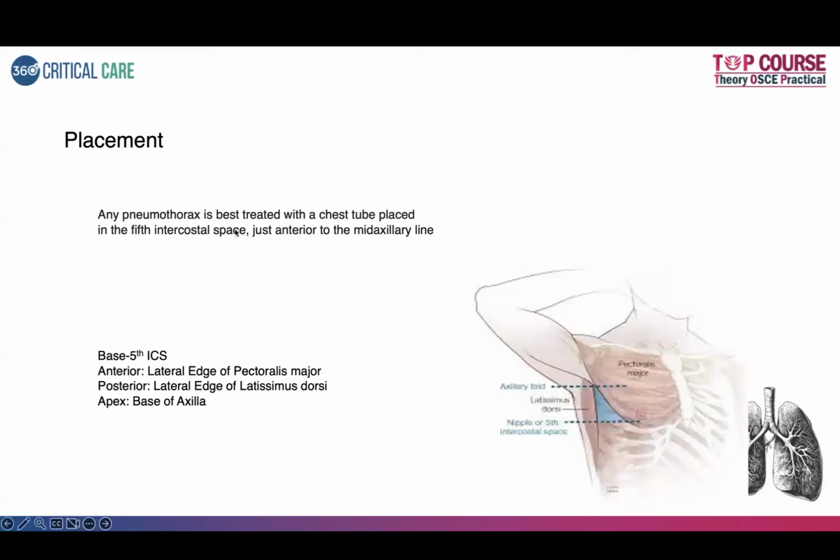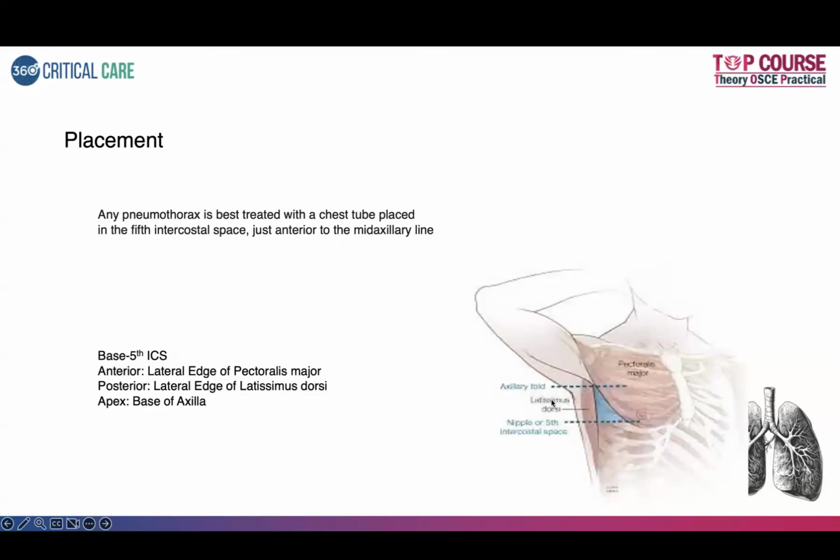So any pneumothorax is best treated with a chest tube placed in the fifth intercostal space, just anterior to the mid-axillary line. So the triangle of safety, the base is the fifth intercostal space.